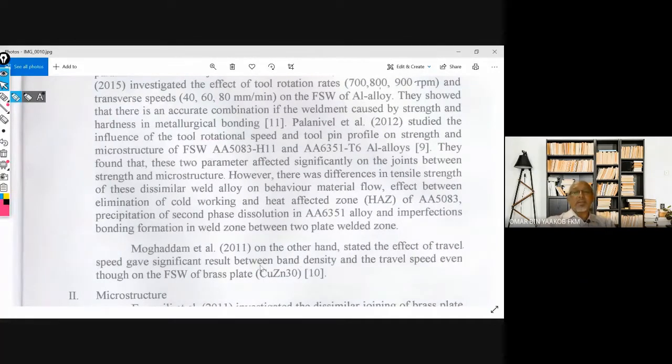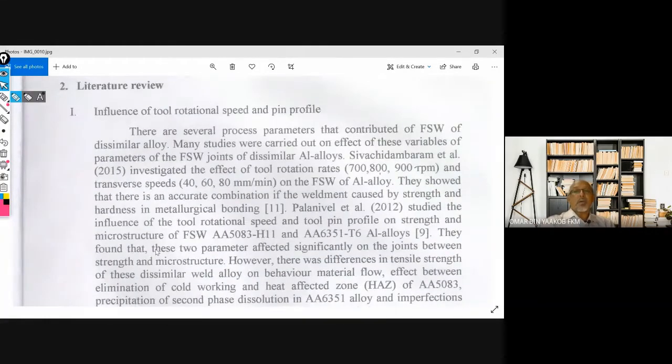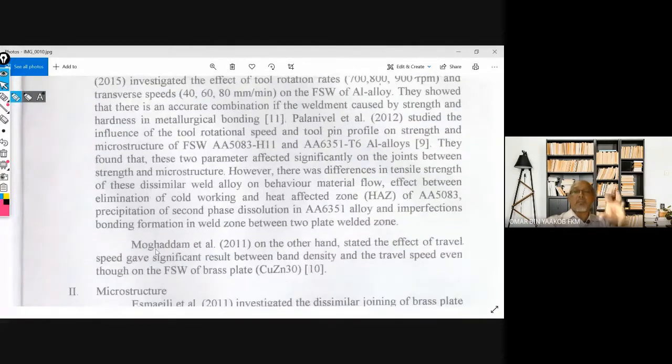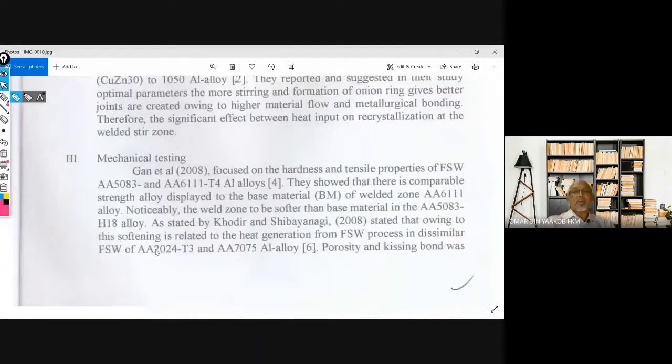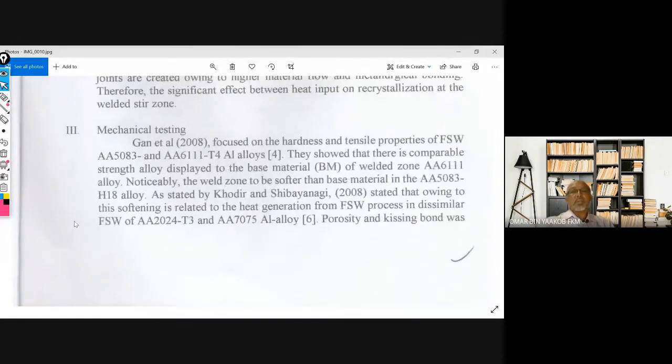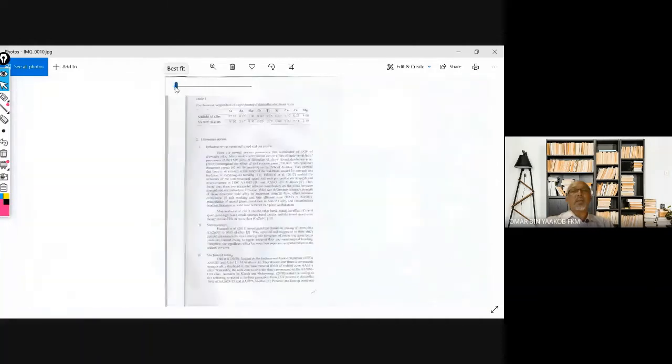So like this one as well. Muradam et al. [10], on the other hand, stated the defects. So we see the structure that he is trying to do: one, influence; two, rotational speed. So he finds some literature on that part, and then the microstructure and mechanical testing. So this is about mechanical testing. Okay. So this is an example of how it should not be done, the mixing.